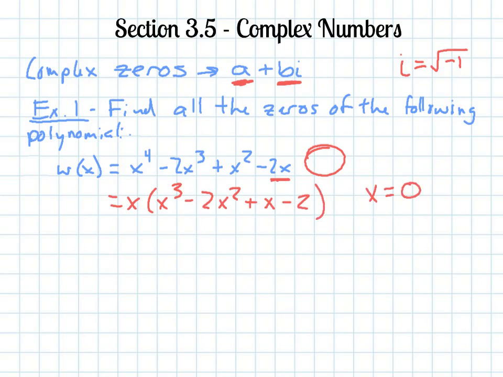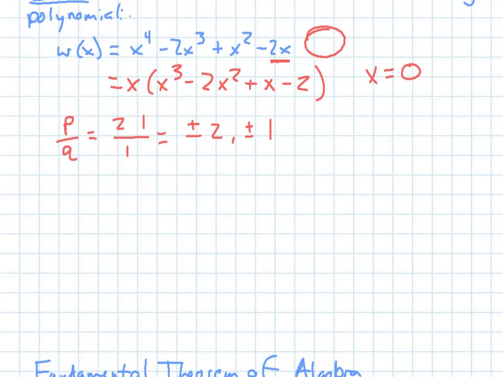Now let's create our list from the rational zero theorem, and so I get 2 and 1 over 1. That means I'm going to have possibilities of plus or minus 2 and plus or minus 1. Here it wouldn't help to do Descartes' rule of signs. Since there are only 4 possibilities, it would be pretty quick and painless to check for some of the solutions.